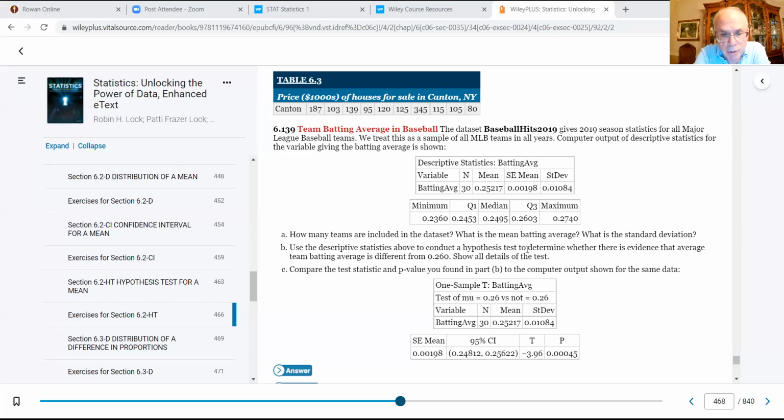So how would we say it? Let's assume alpha is at 5% significance level. We would say at the 5% significance level, there is enough evidence to conclude that the batting average, mean batting average of all the teams is not equal to 0.260. Right? And that's an example of a two-tailed test.